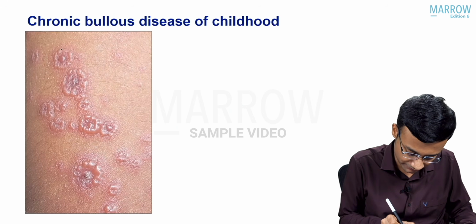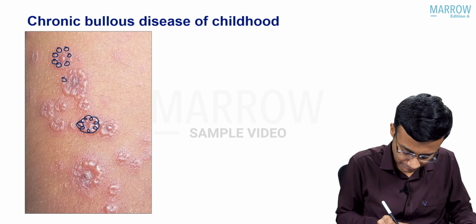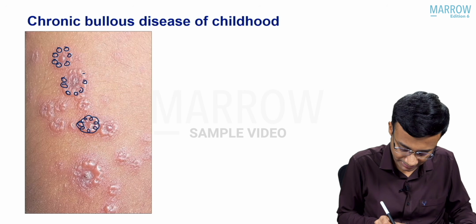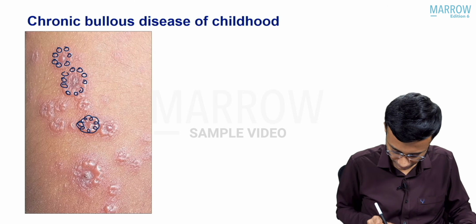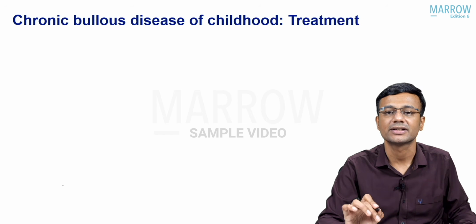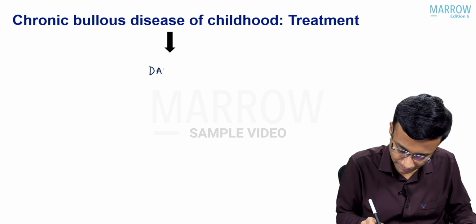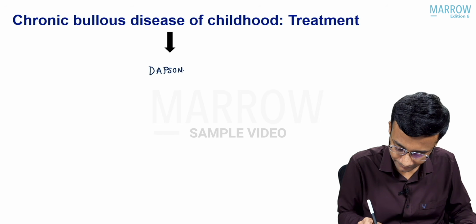This is an image where you can see annular arrangement of vesicles. This is called cluster of jewel or string of pearls appearance. Very characteristic of this condition. What is the treatment for this condition? The treatment is a drug called dapsone. This is the drug of choice.